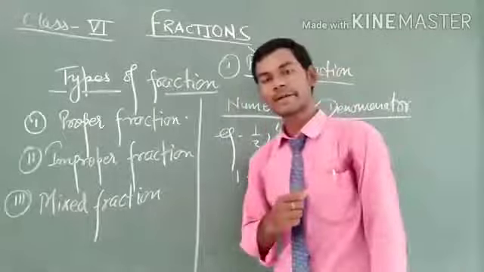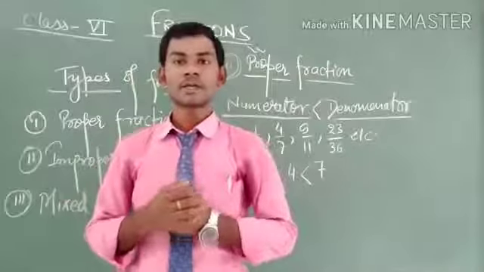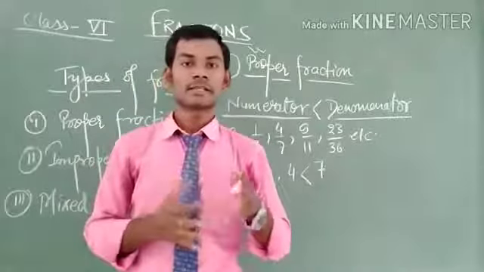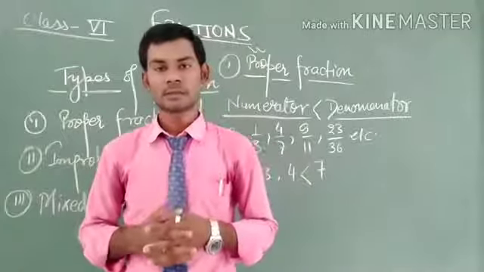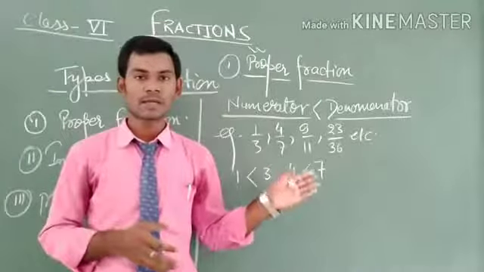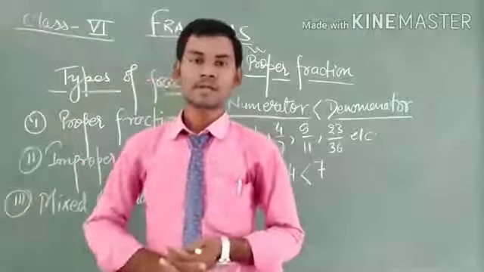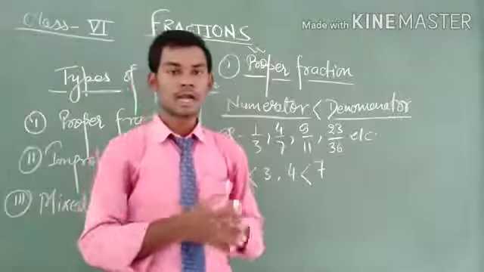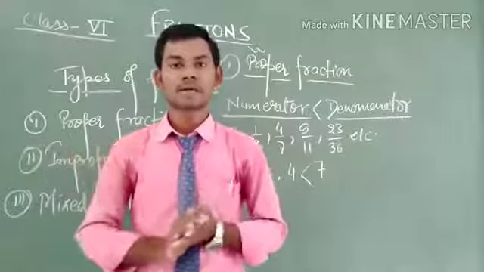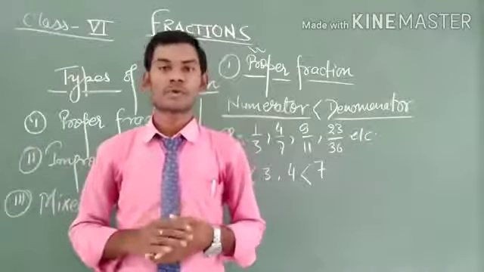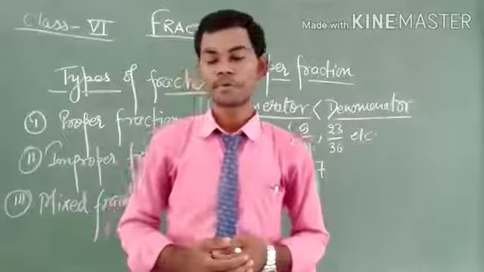So dear students, listen to the definition once again and try to understand. A fraction in which the numerator is less than denominator is known as proper fraction. And you can see the examples given here: 1 by 3, 4 upon 7, 8 upon 11 and 23 upon 36. These have the numerator less than denominator. That's why they are called proper fraction. Now let us see the next, improper fraction.